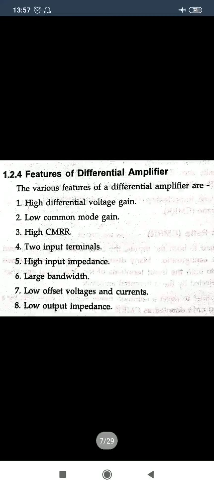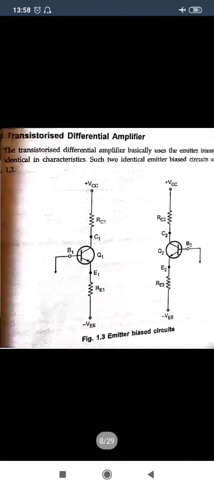So these are the features of differential amplifiers: high differential voltage gain, low common mode gain, high CMRR, two input terminals, high input impedance, large bandwidth, two offset voltages and currents, and low output impedance. These are the features of the differential amplifier.